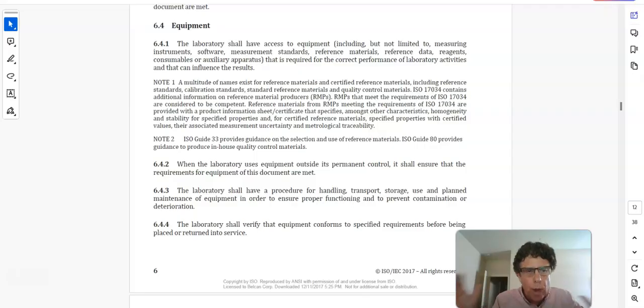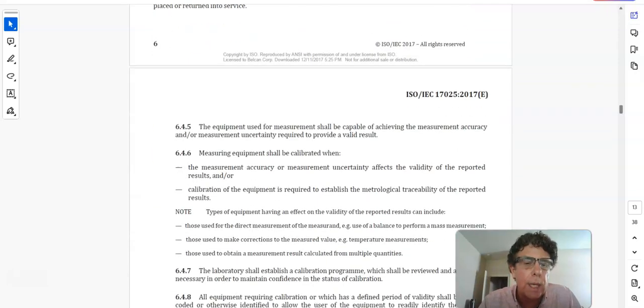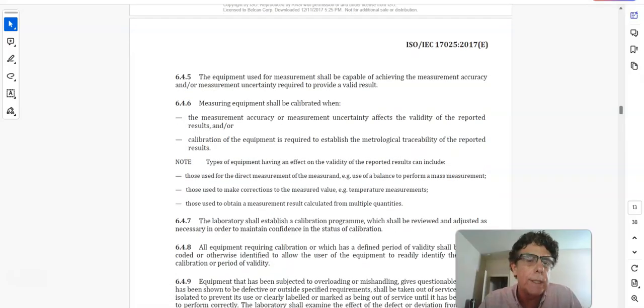So starting right out of the gate, when it comes to section 6.4 of the standard, equipment, it talks a lot about, you shall have access to the equipment, and this is mainly referring to equipment maintenance, but we're not discussing equipment maintenance. And in section 6.4, we don't really get into calibration until we get to section 6.4.6.